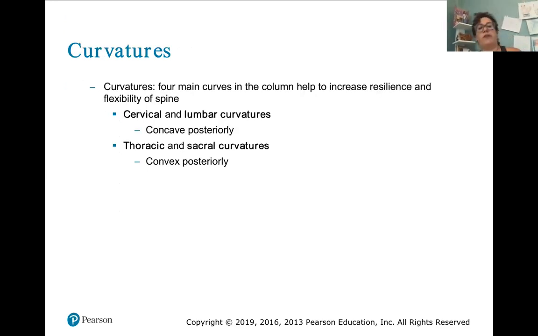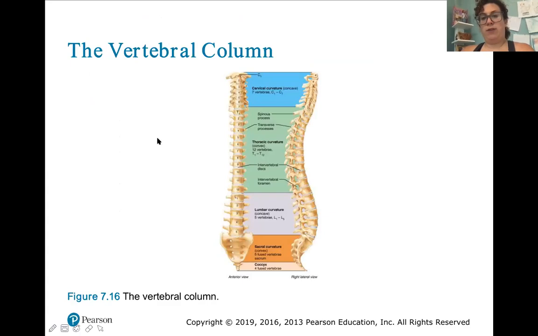Okay. Curvatures exist in the spine. There's cervical and lumbar curvatures that are concave and bend posteriorly. And then thoracic and sacral curvatures that are convex posteriorly. So this is known as a normal kyphosis, but it can be an exaggerated kyphosis, which is abnormal. There's a slight lordosis, which is bending forward of the lumbar and the cervical, and then the kyphotic areas, or kyphosis, are in this thoracic and sacral area.